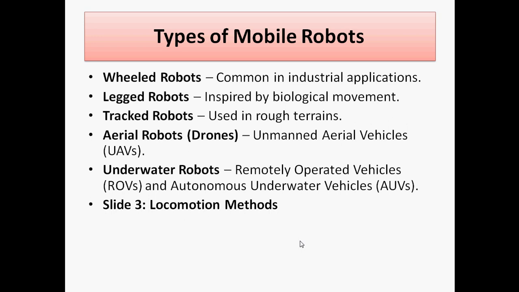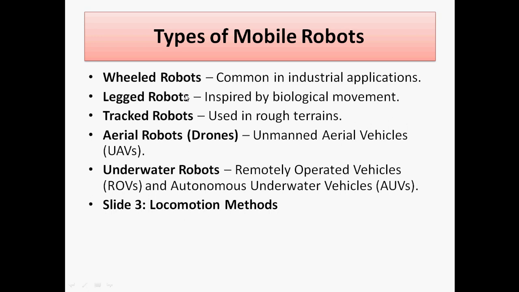Then we also discuss the aerial robot, that is the case of drones. It is an unmanned air vehicle, which is called a UAV. This is also one type of mobile robot. Then underwater robots, that is remotely operated vehicles, or ROVs, and autonomous underwater vehicles, which can be utilized for cleaning of work or exploration of underwater conditions. So these are the types of mobile robots.